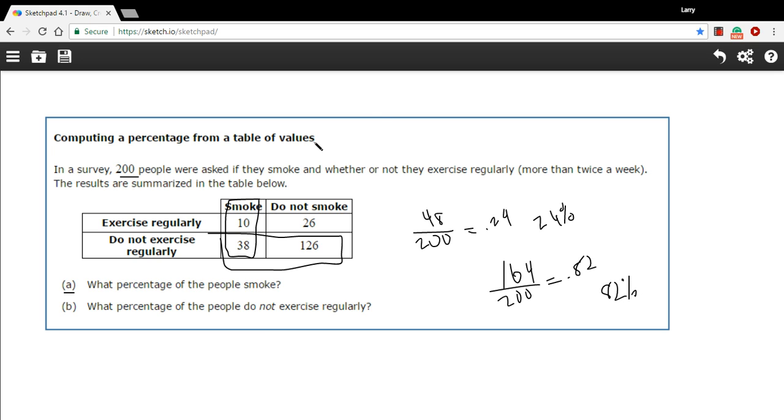So that's a little bit of work with computing a percentage from a table of values.